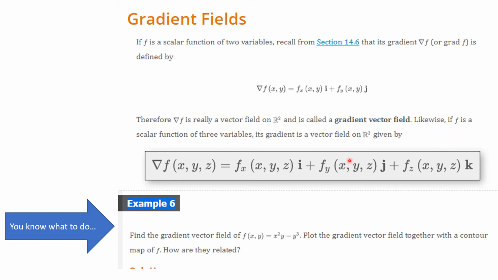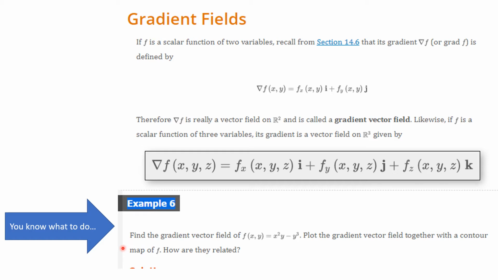Likewise, if f is a scalar function of three variables, that's lowercase f, its gradient is then a vector field on R3, given by the partial of f with respect to x, i, the partial of f with respect to y, j, and the partial of f with respect to z, k.